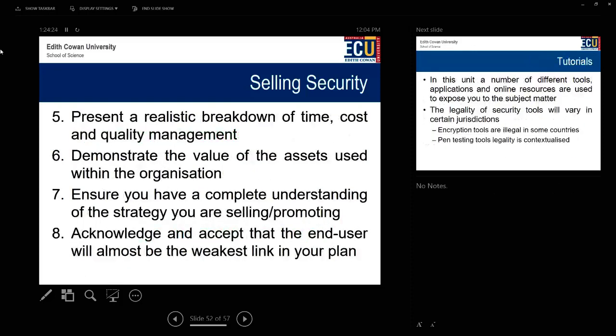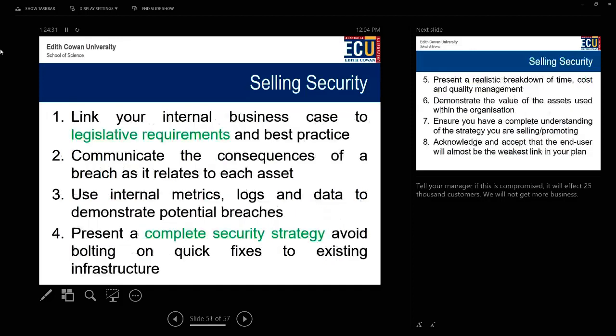These are the 8 points. I mean, you can have more points as well. I have added these 8 points for your understanding. How can you convince your organization, if you want to convince them, why a particular security control is needed by us, is needed by the organization, is mandatory for the organization if they want to ensure the security of information that they have? So you need to link your internal business case to the legislative requirements and best practices.